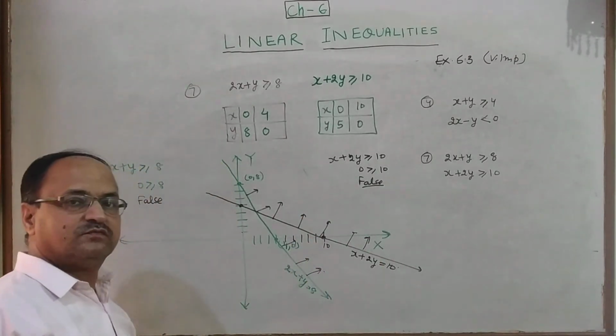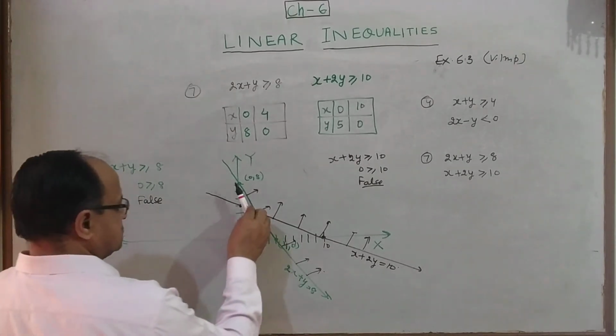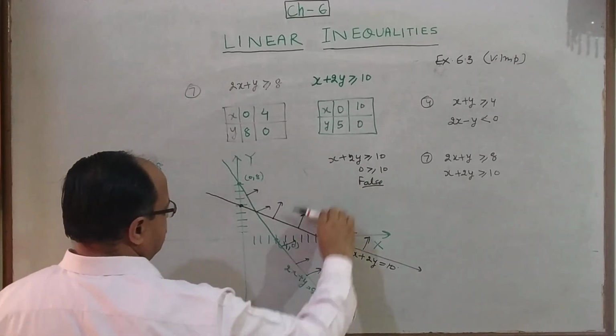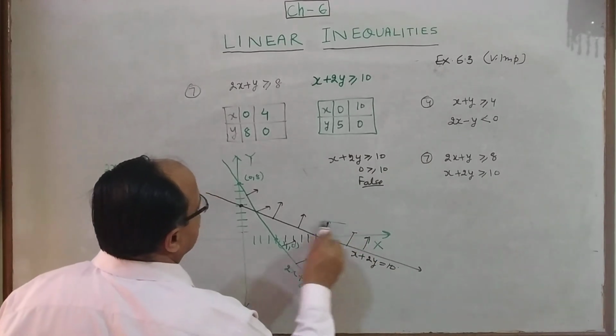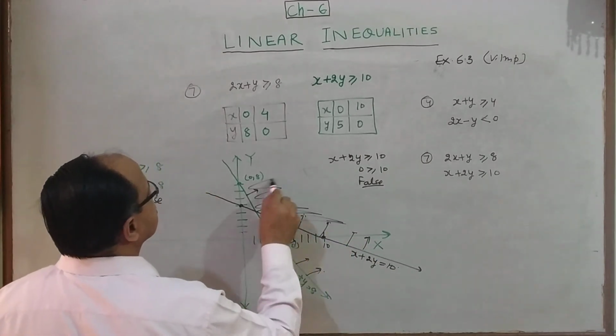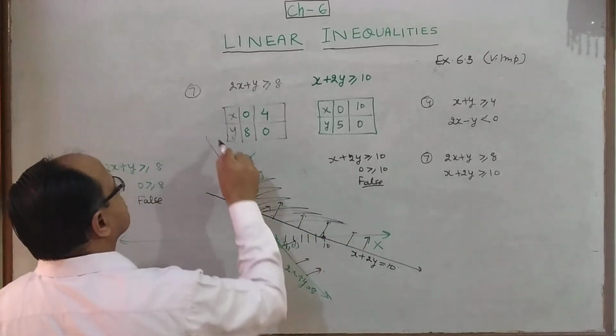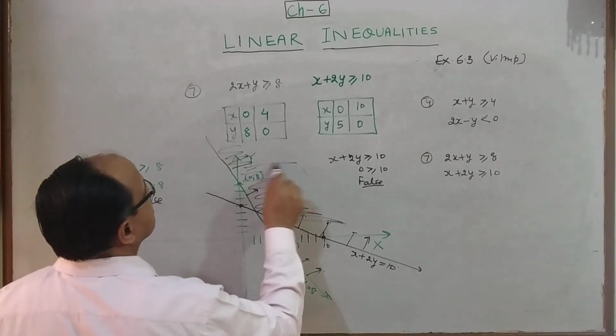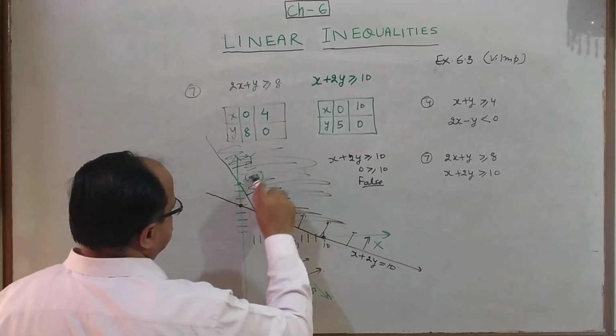The common portion of both the equations. Common portion. This portion and this portion. This is the common. This is the solution of this equation. Shaded portion. This is the answer.